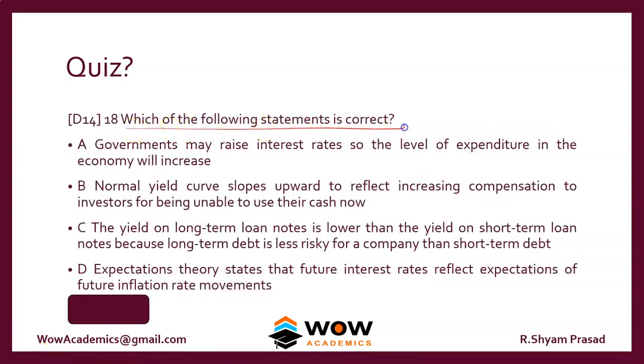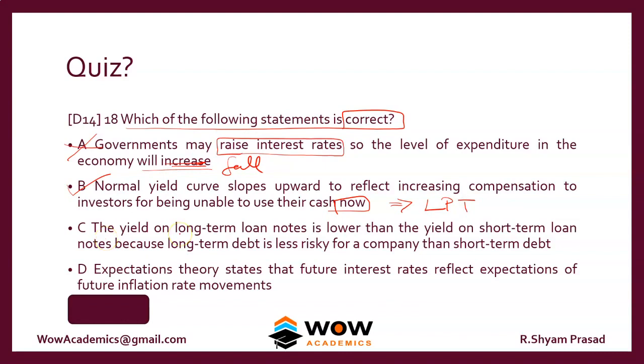Which of the following statements is correct? Governments may raise interest rates so the level of expenditure in the economy will increase. If you increase the interest rate, the level of expenditure in the economy will fall. It will not increase, so this is wrong. Normal yield curve slopes upward. Yes, to reflect increasing compensation to investors for being unable to use their cash now. This is correct, and this is explained by liquidity preference theory.